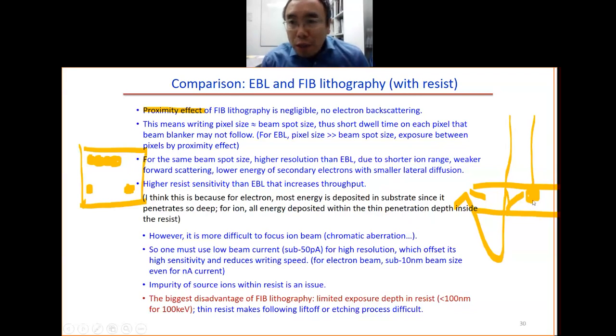But for the ion beam, all the energy is absorbed by the resist. As a result, it will generate more secondary electrons and is more efficient to expose the resist. So the energy is not wasted, it's all absorbed by the resist.